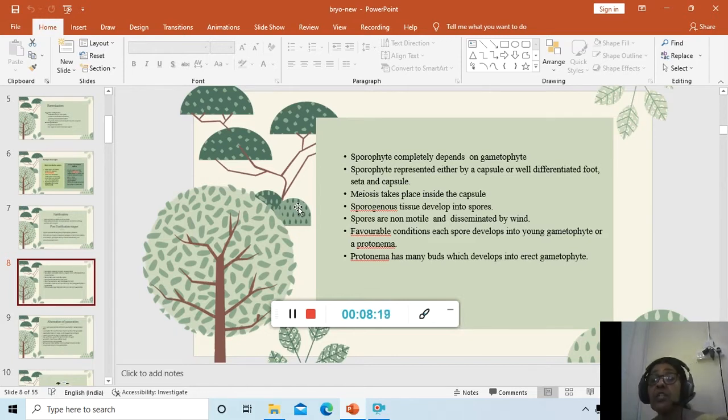The favorable condition for the spores to develop into a young gametophyte, or a protonema, is the humid condition. Usually the protonema has many buds, and these buds develop into the erect gametophyte. That is usually what happens.